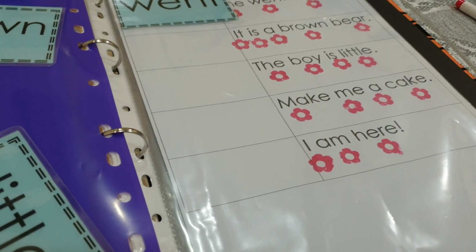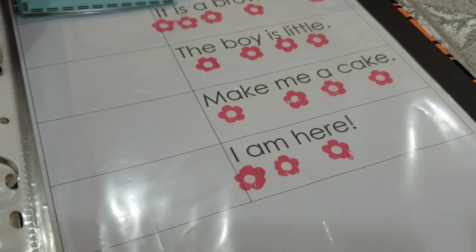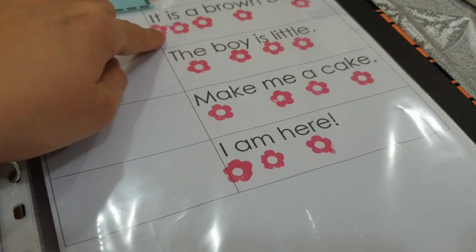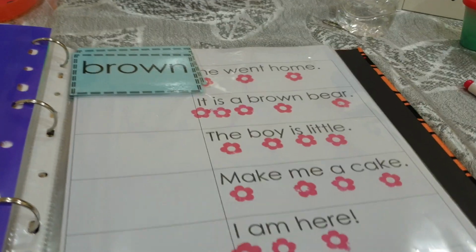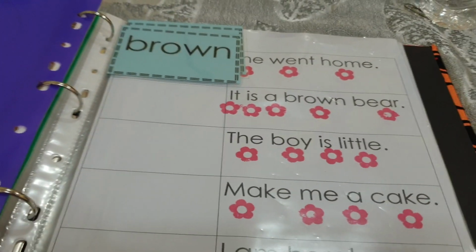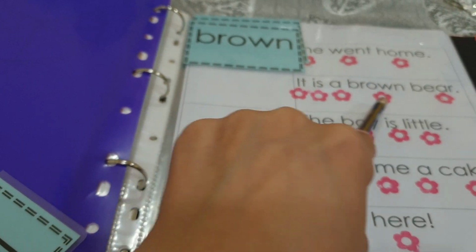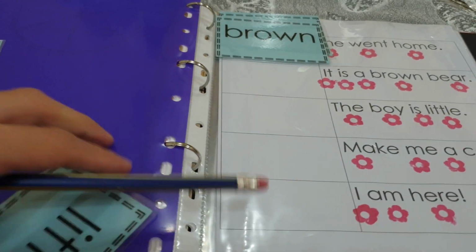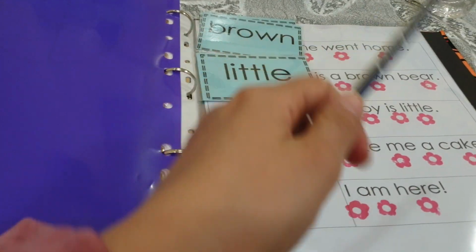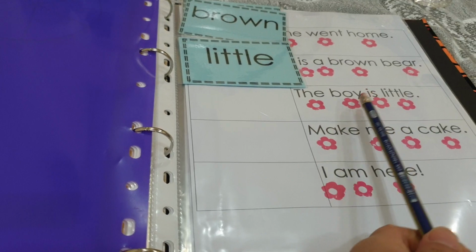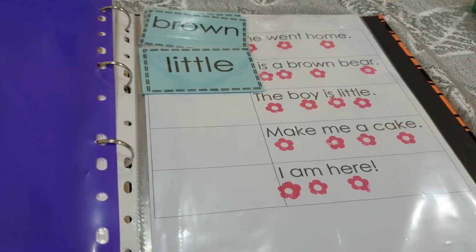We practice this for about 2 days, and then we go like this. Okay, this is for brown now. It is a brown bear, and she needs to point. I'm gonna do this with a pencil, maybe it's clearer for you. So we go like this. It is a brown bear, and then we choose the next word. What is this word? It's little. So we go like this. The boy is little.